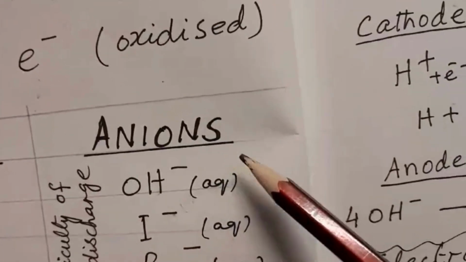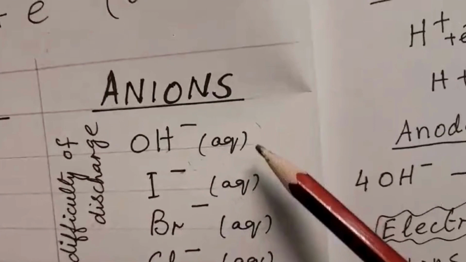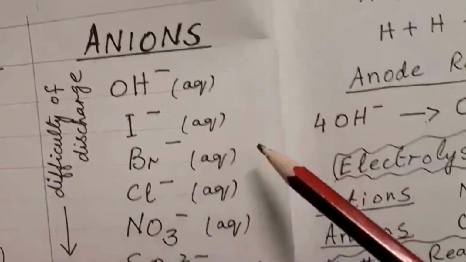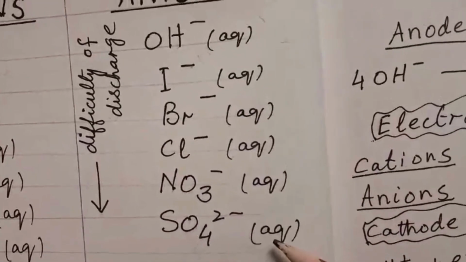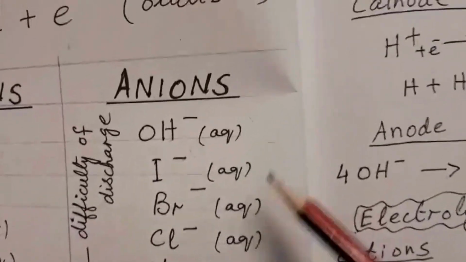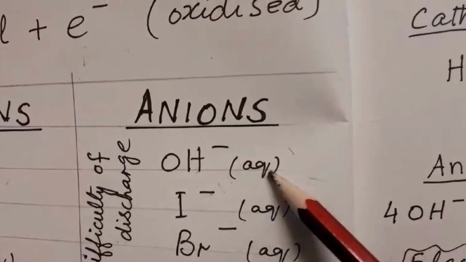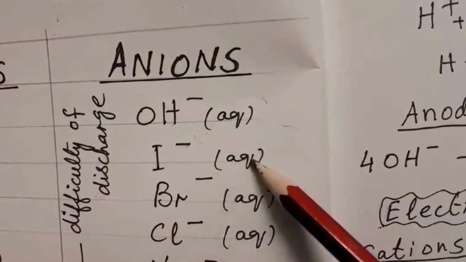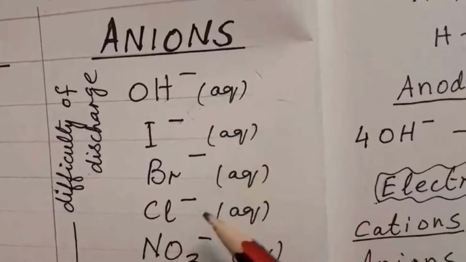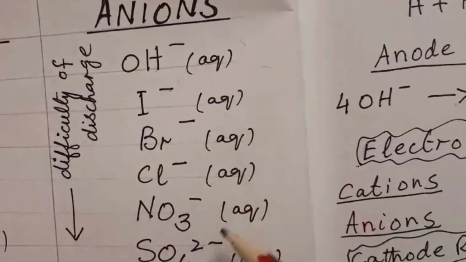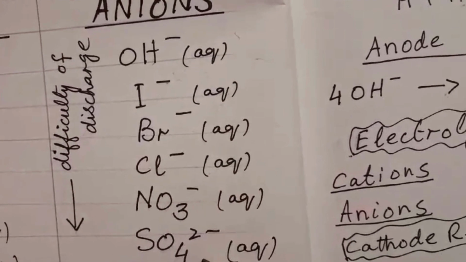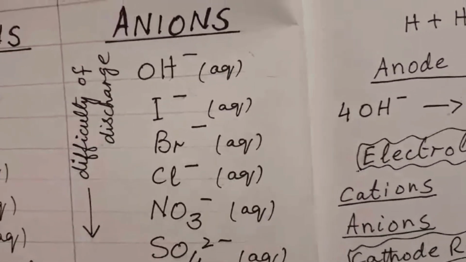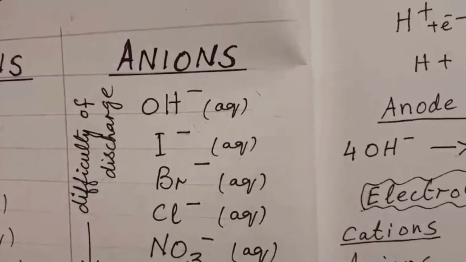Similarly, we have anions. The anion at the top is the easiest to get discharged, and the anion at the bottom is the most difficult to get discharged. So the hydroxide ion is the easiest to get discharged. Then iodide ion, then bromide ion, then chloride ion, then nitrate ion, and the sulfate ion at the bottom is the most difficult anion to get discharged.